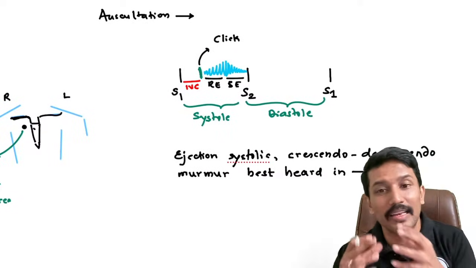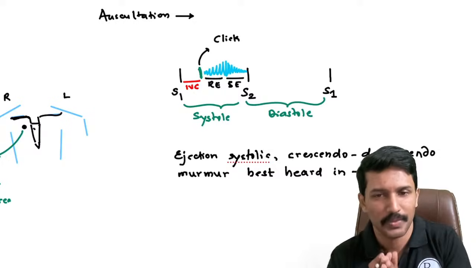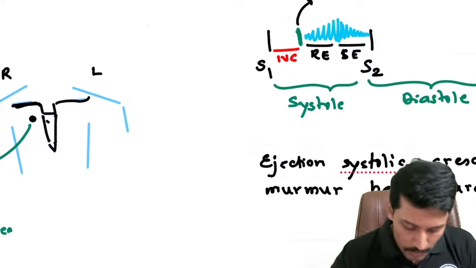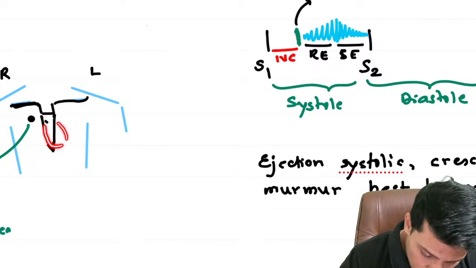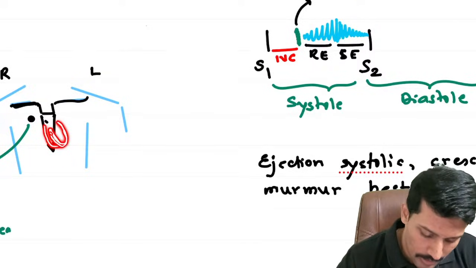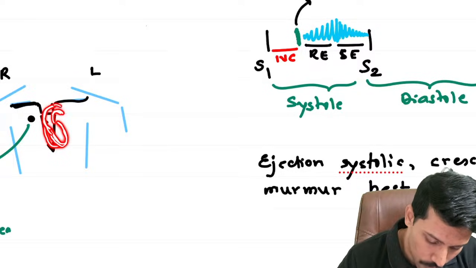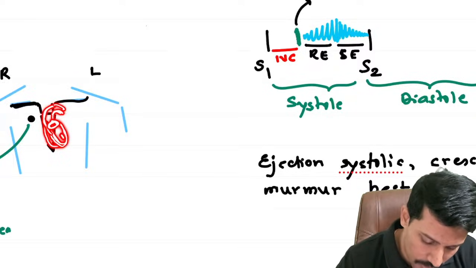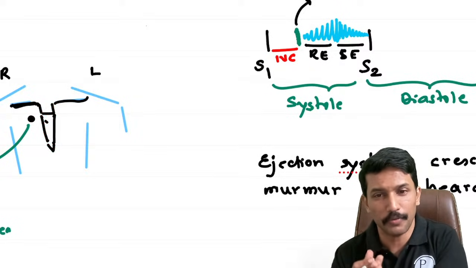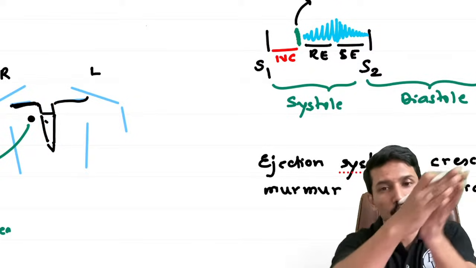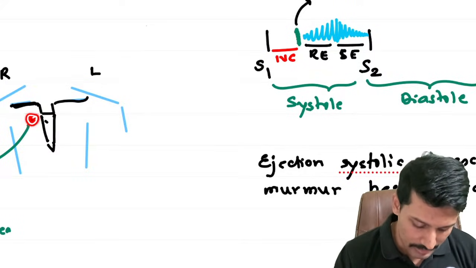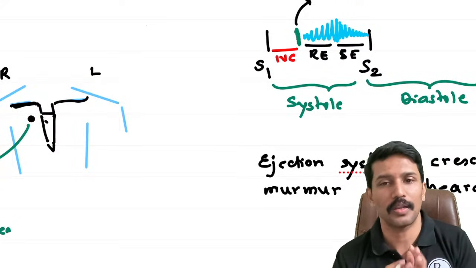So please remember, when turbulence creates the sound, the sound travels in the direction of the jet of blood. So if this is where my heart is situated, this is my left ventricle, and this is the aorta coming out from it, and this is where the aortic valve is. The direction of the jet of blood is towards the right. So when I eject the blood from the left ventricle to the aorta, the direction is towards the right. So the sound propagates more towards the right. That's why the right second intercostal space is the aortic area.